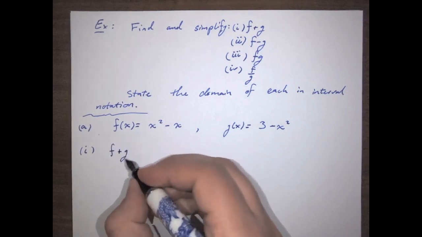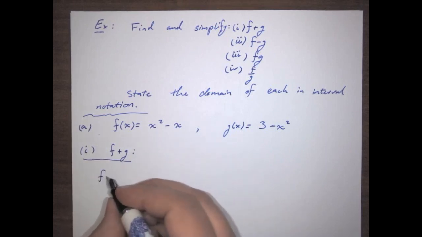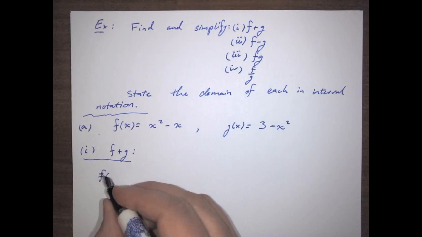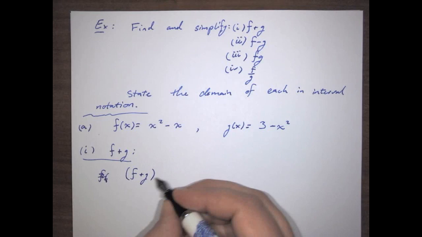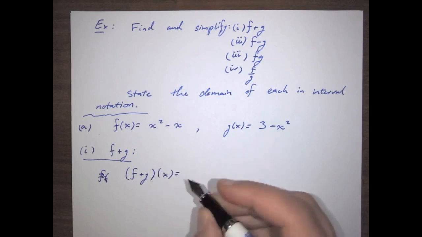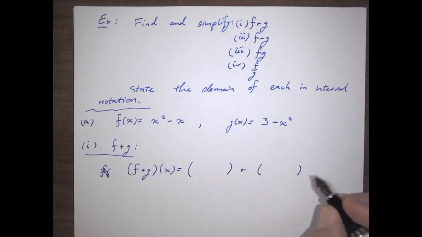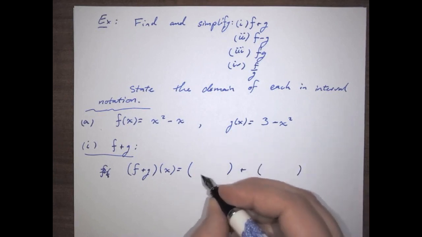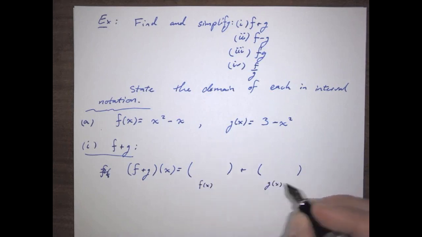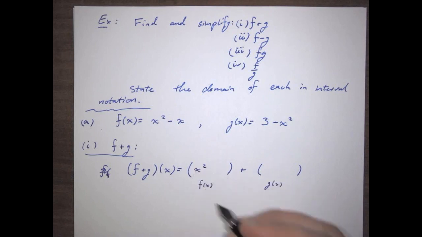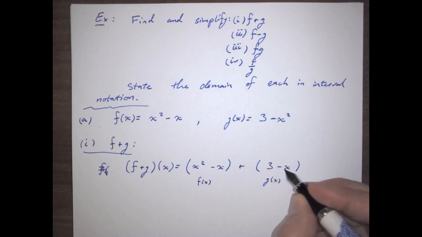So first off, f plus g. Because we are going to be involving an x, how we need to write this is f plus g all of x, and then we'll just take the two formulas for f and for g and just add them together. So this part right here is just going to be f of x, this part right here is going to be g of x. So f of x is x squared minus x, g of x is going to be 3 minus x squared.